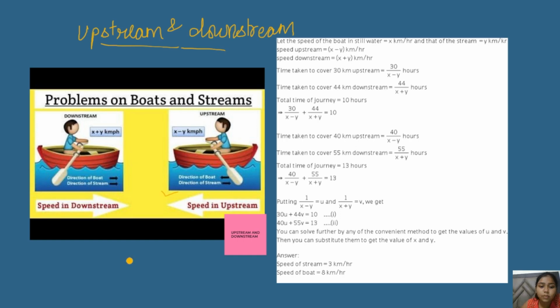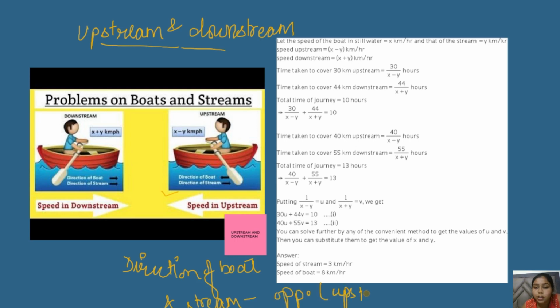In the case of upstream, the direction of the boat and the stream are opposite. Basically, when the boat is in the water and the direction is opposite, we call it upstream. That is why in the case of upstream we generally take x minus y as the speed, because when they are going opposite like this, the speeds cancel out. x is the speed of the boat in still water, and y is the speed of the stream. So we just subtract them to get the upstream speed.